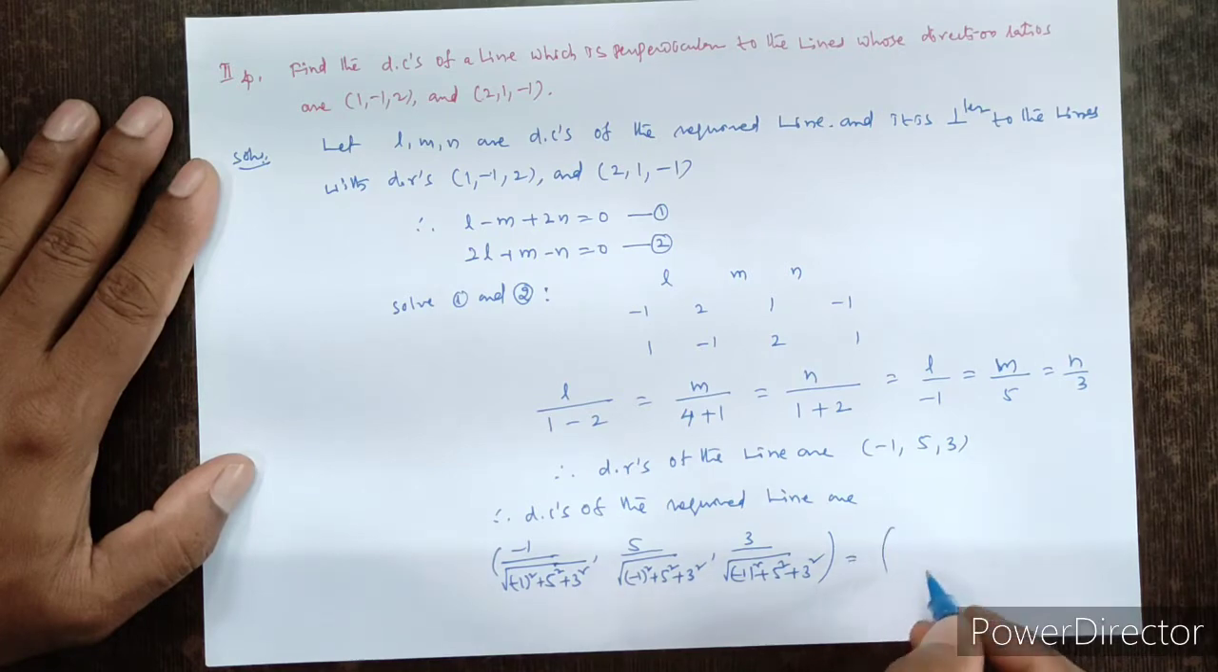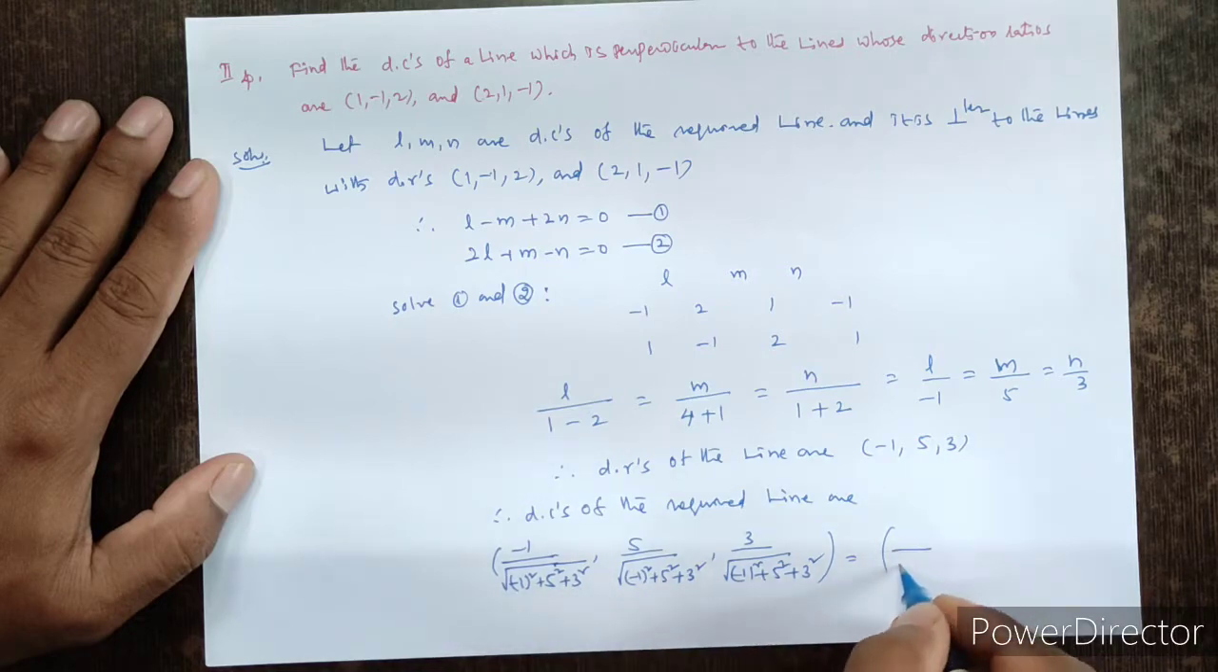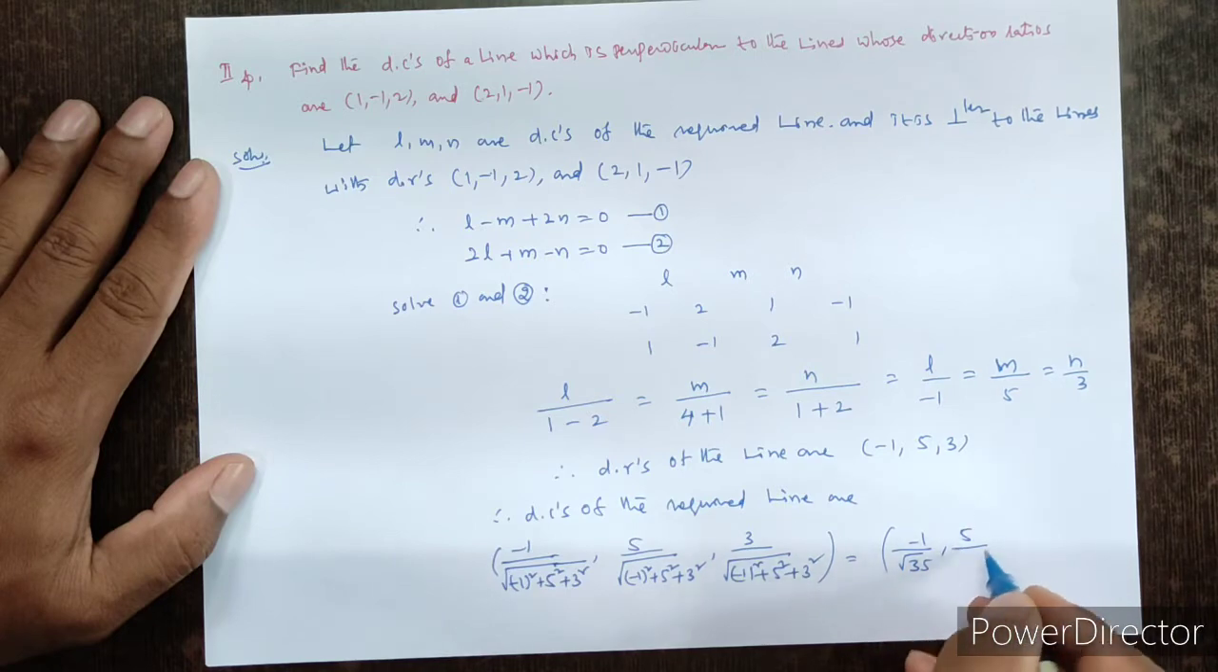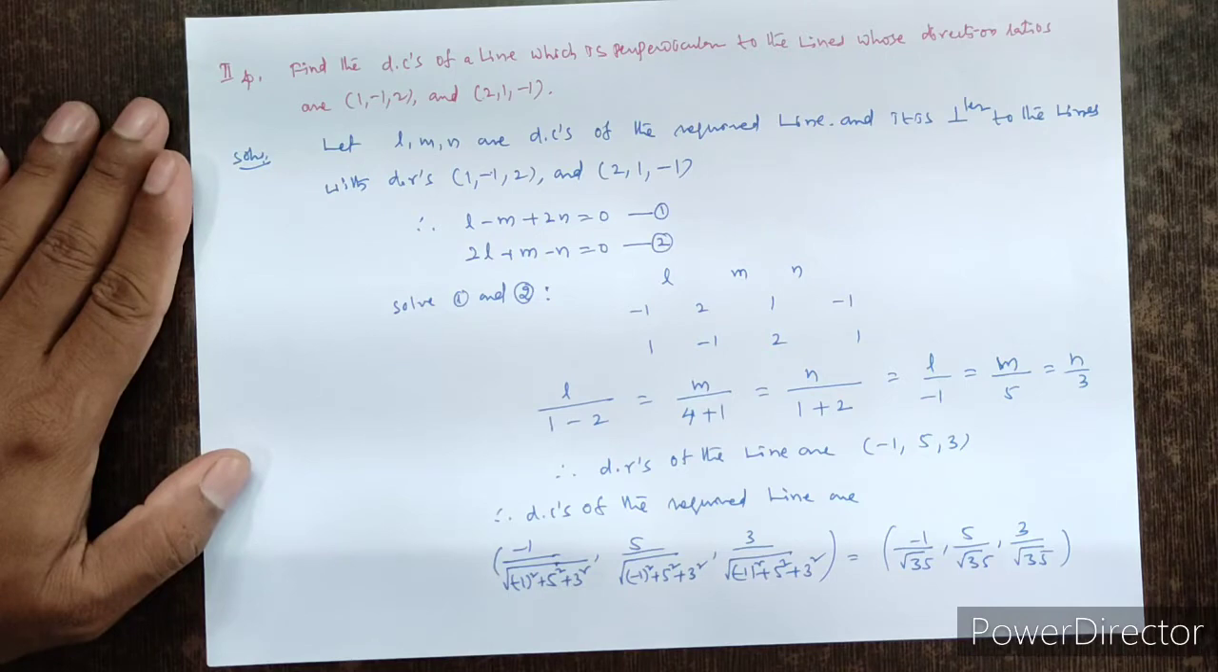So that is equal to minus 1 whole square, 1 square is 1, 5 square 25, 3 square 9. 25 plus 9 plus 1 is nothing but 35, root 35. So minus 1 by root 35, 5 by root 35 and 3 by root 35. So minus 1 by root 35, 5 by root 35, 3 by root 35 are the direction cosines of the required line.